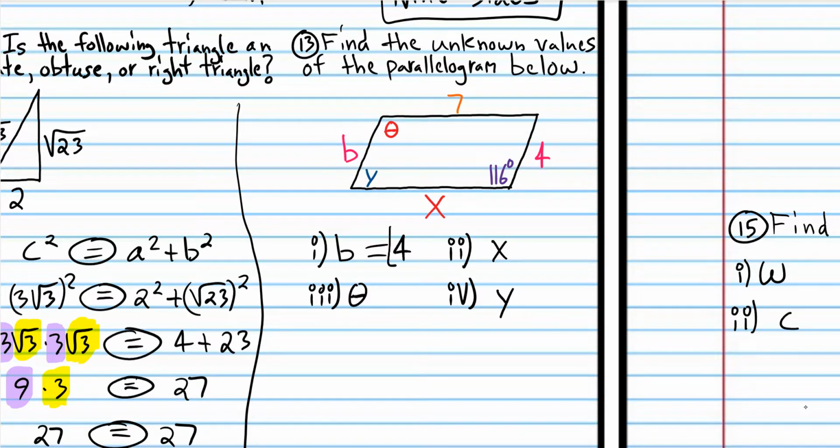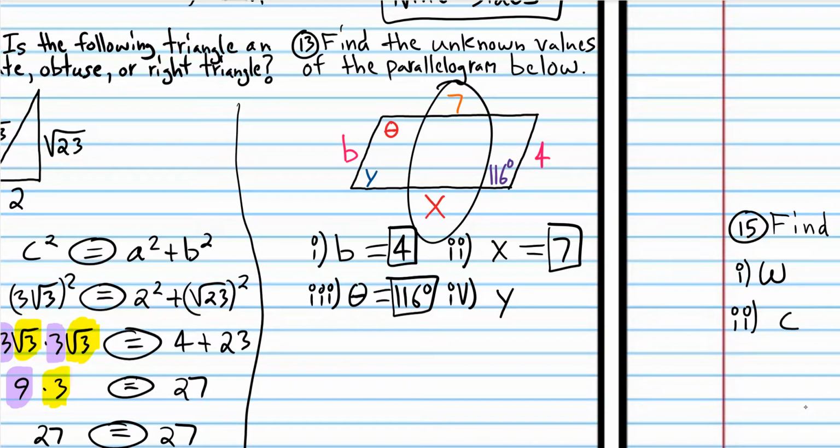Very easy. And X is the opposite side of this side 7 here. So X is obviously 7. Very easy. Theta is the opposite angle, so we learned the parallelogram opposite angles theorem, which tells us that those angles must be congruent. So theta is 116 degrees. And by the way, that was the parallelogram opposite sides theorem that told us that these are equal length.